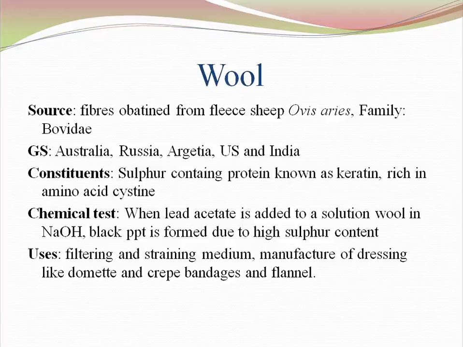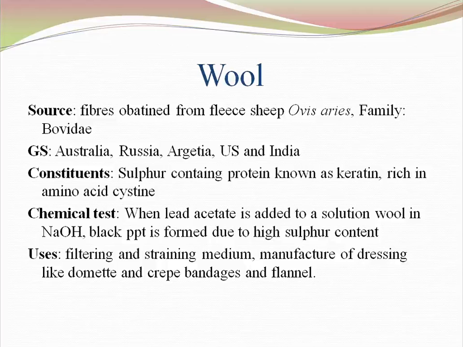Okay, next is wool. Wool fiber is obtained from Ovis aries of the family Bovidae. The main chemical constituent is keratin, a sulfur-containing protein. In the chemical test, when lead acetate is added to the solution of wool, a black precipitate is formed due to the high sulfur content.